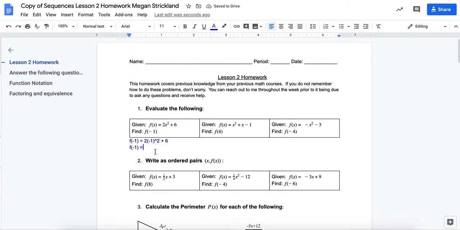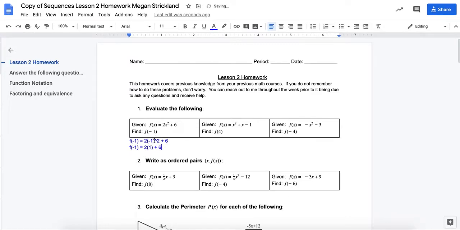So when we're doing exponents, we do exponents first and then multiplication. So please do not do 2 times -1 first. We're going to do -1 squared, so -1 times -1, which is +1, and then +1 times 2. So I'm going to write all those steps for you.